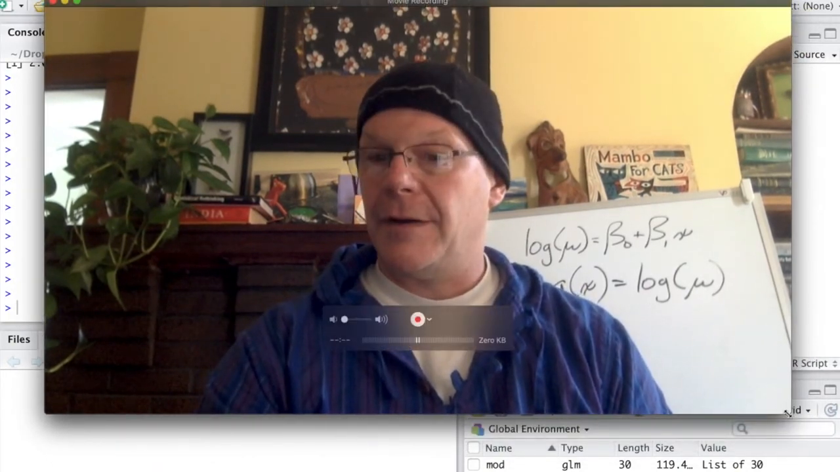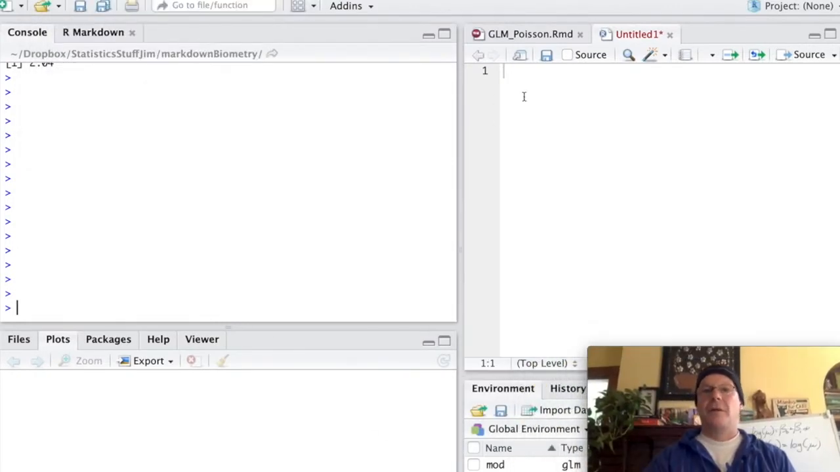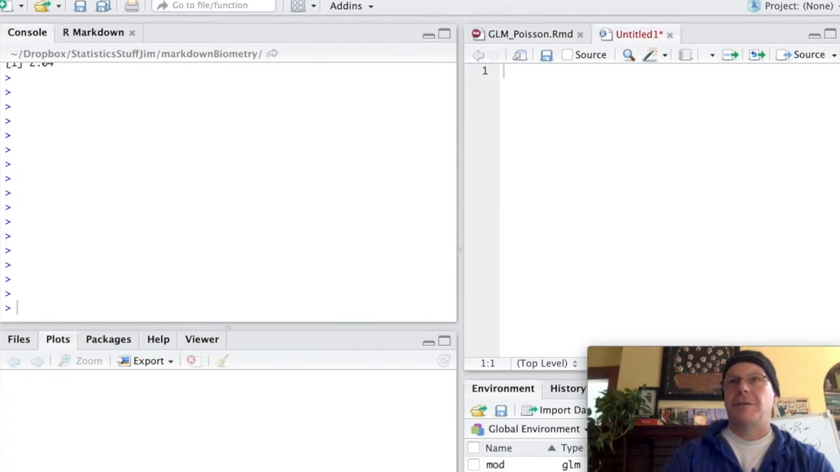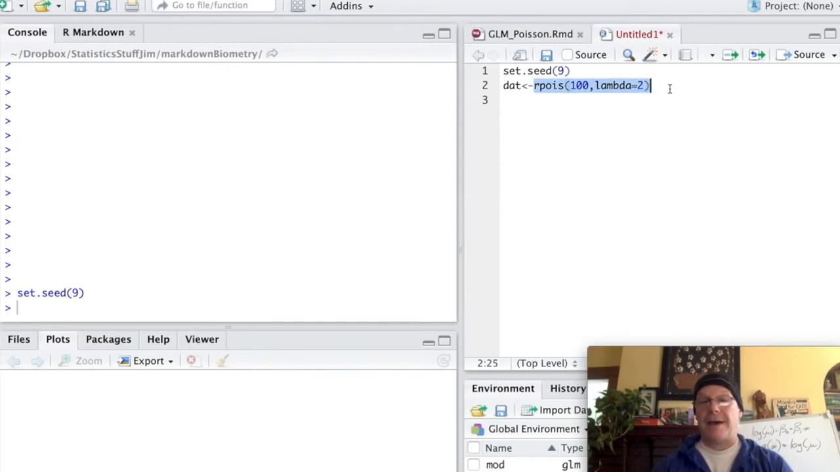Let's make me small. There we go. So I'm going to do what I like to do, which is simulate some data, because when we simulate data, we know the real answer. So I'm going to set my number seed for those of you playing along at home, and then I'm going to take 100 random variables from a Poisson distribution with a lambda equal to 2. And recall again that the lambda is often referred to as the rate parameter. So it describes ultimately what the expected number should be if we plug it into a Poisson distribution.